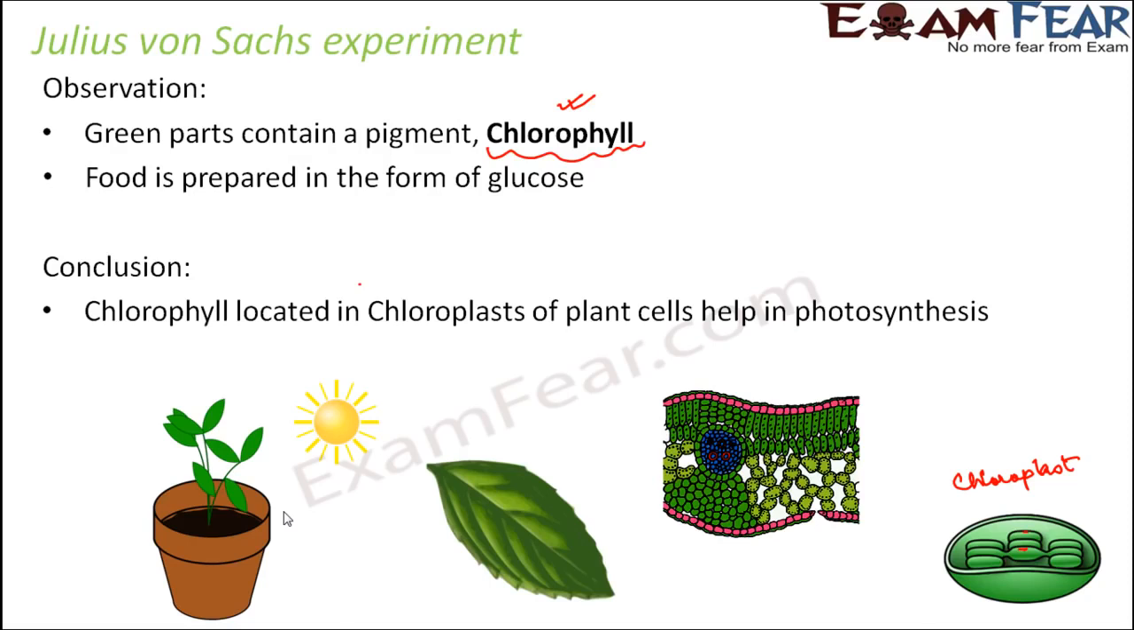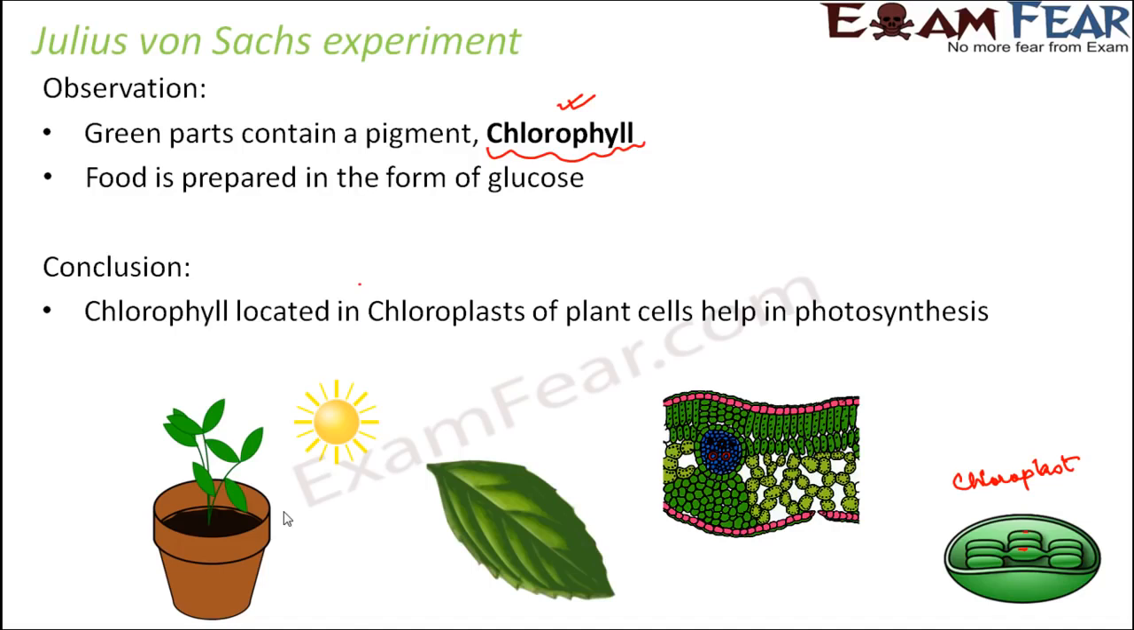So you see, by now whatever experiments we spoke about, whether it was Priestley's experiment or Ingenhousz's experiment or Julius von Sachs's experiment, so many things were concluded. First was that oxygen is released from the plants. Now, when is oxygen released? In presence of sunlight, only from the green parts of the plant. Why only from the green parts? Because the green parts contain a pigment called chlorophyll, which helps in this process.